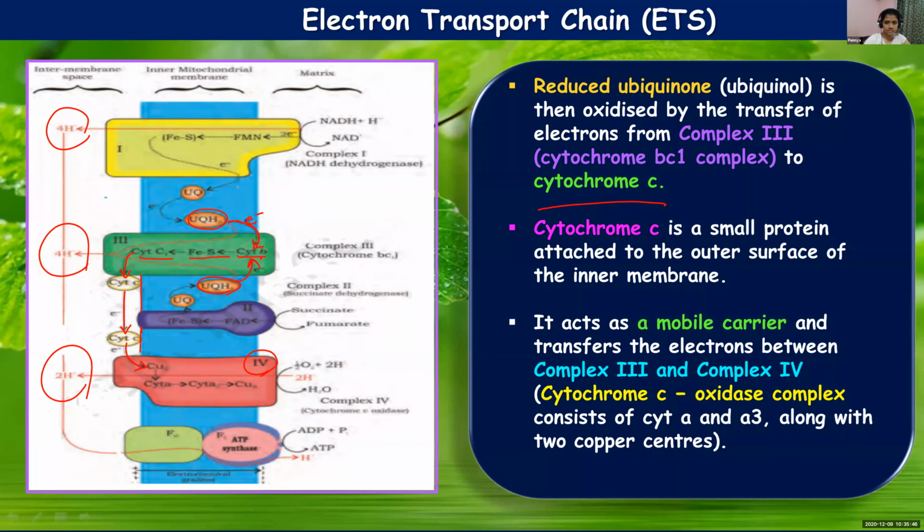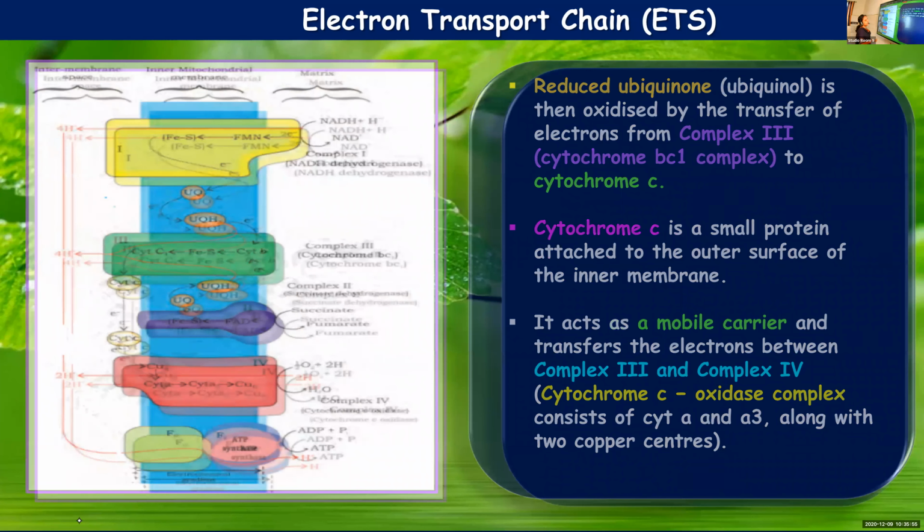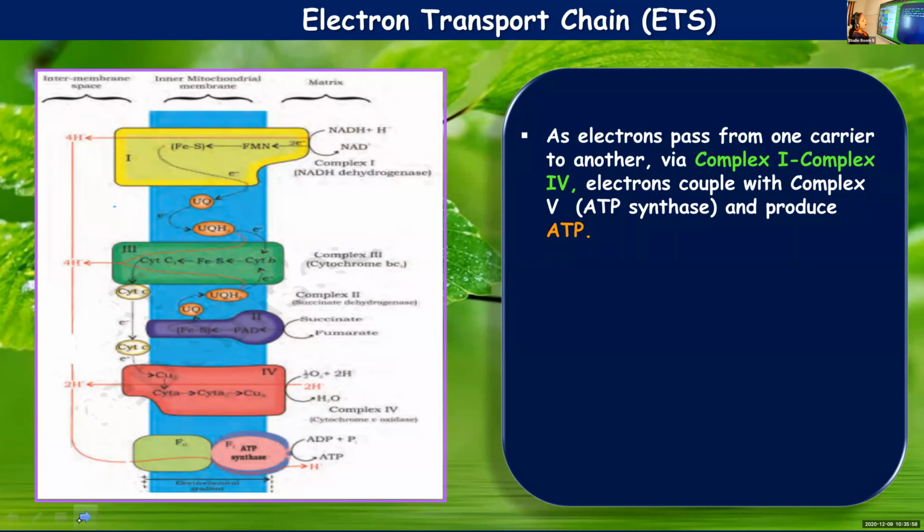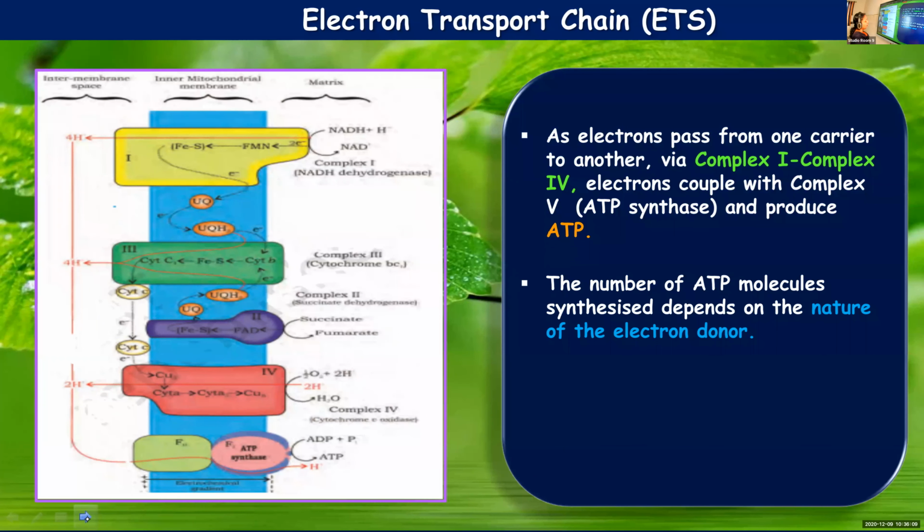Now we will see how this is reverted back, how it is moving back to the matrix, resulting in the synthesis of ATP. As electrons pass from one carrier to another, from complex 1 to 4, electrons couple with complex 5 and produce ATP molecules. Because of the energy released by the movement of these electrons, protons will be pumped from the matrix into the intermembrane space, and this will develop an electrochemical gradient. And this will be coupled with complex 5 to produce ATP.